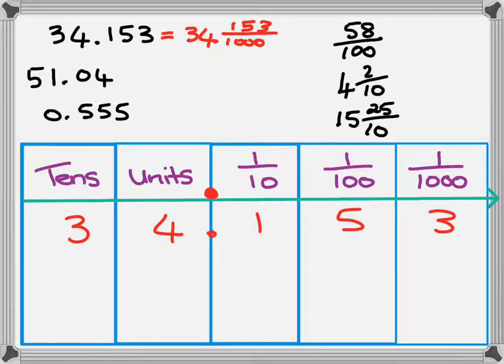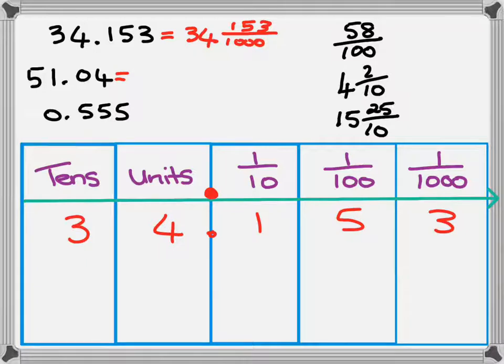Right, I hope you got that right. That was now converting 34.153 into a mixed number. It was quite easy with our place values. Now you're going to press pause and you're going to do 51.04. And then you're going to come and press play again. Okay, so you're back. Let us look at 51.04.